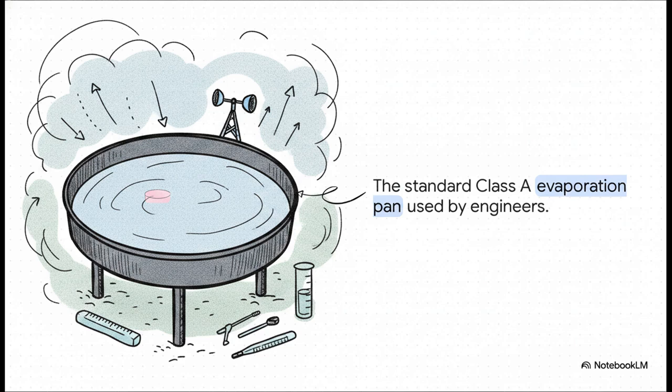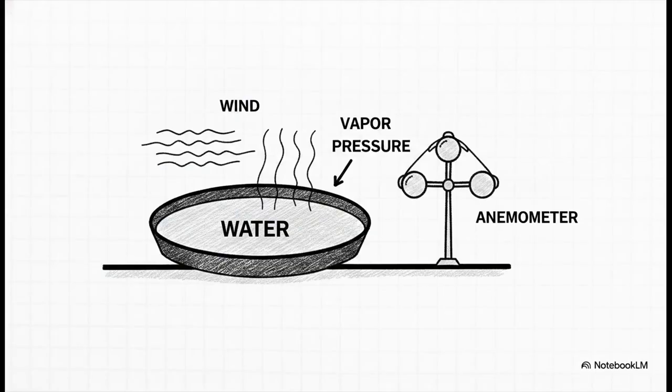Let's see how this builds an ingenious, empirical engineering solution. Since engineers couldn't just rely on pure analytical math to tame the sheer chaos of the atmosphere, they created this, the Standard Class A evaporation pan. It's not a complicated computer model. It's a strictly standardized 4-foot diameter metal pan that they physically place right out in the environment to observe actual evaporation in real time.